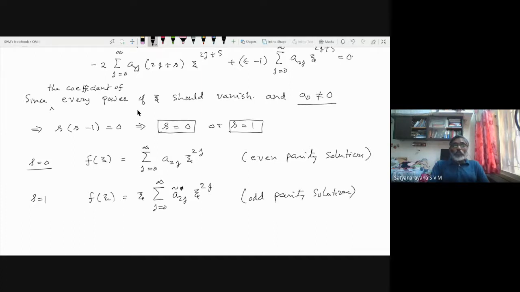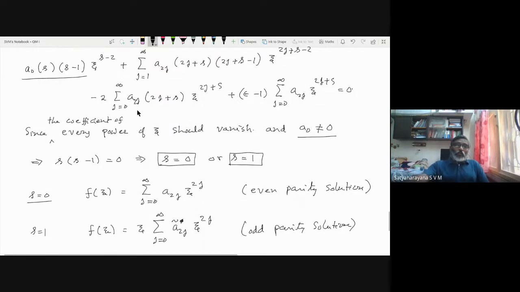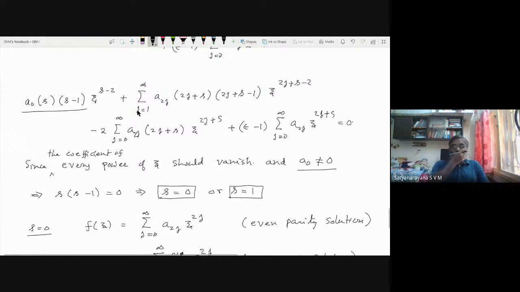Okay, so depending on the value of s, you will have either even parity solutions or odd parity solutions. Okay, so this is the situation. Now we ask a question. If you look at this particular term, we have done some analysis on this, and now you look at this particular situation. Now we can write this term.